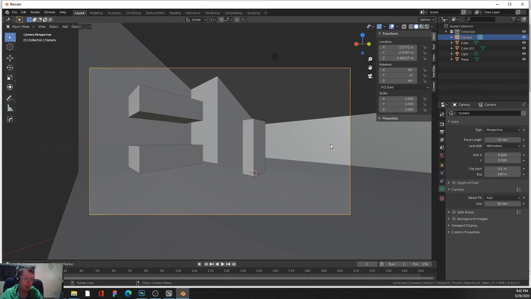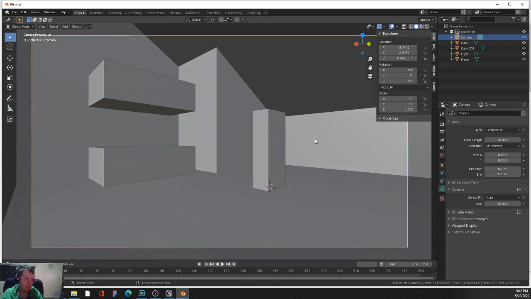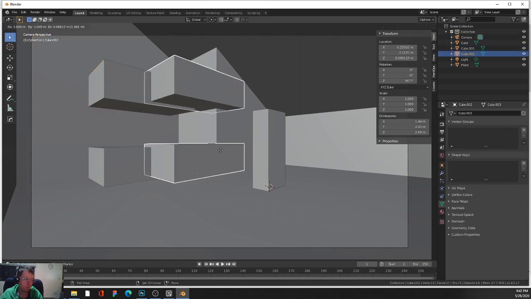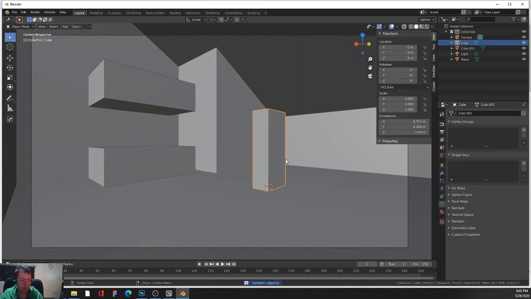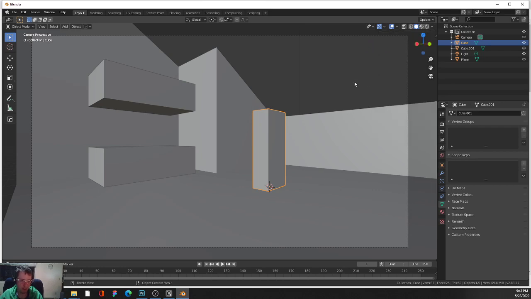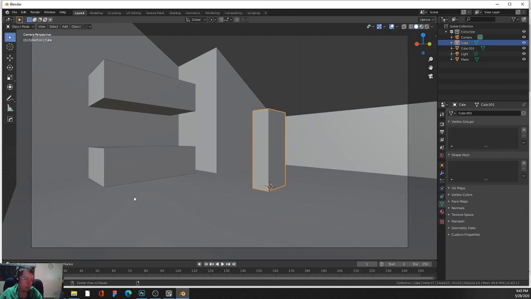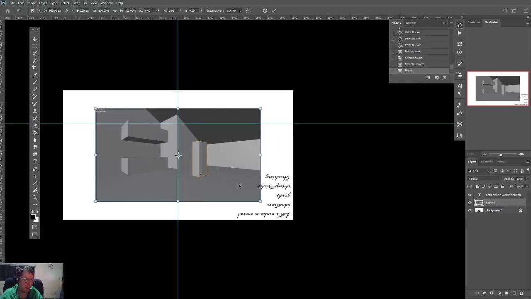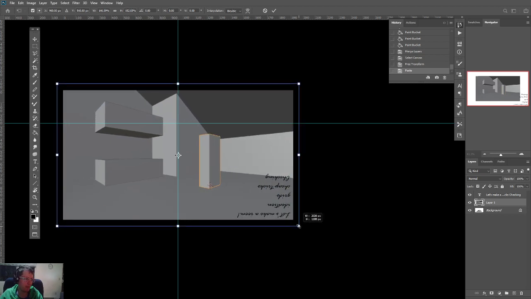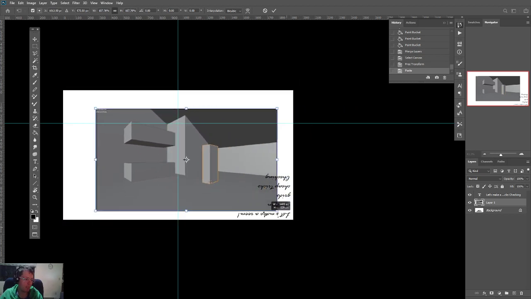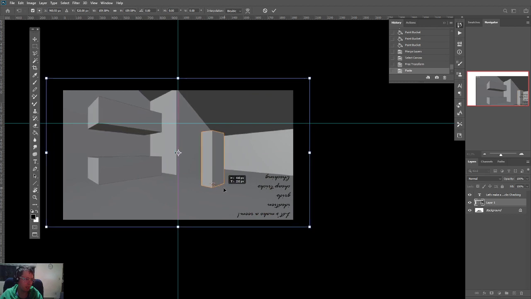So from here, it's just so tempting to make this into a 3D modeling tutorial, but I'm not gonna. So I'm not even gonna render this. Renders are for dorks. I'm just gonna snap it. We go to Photoshop. Let me paste it in. So this would give me everything I need to start doing a paint over.